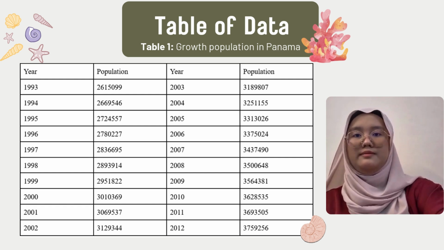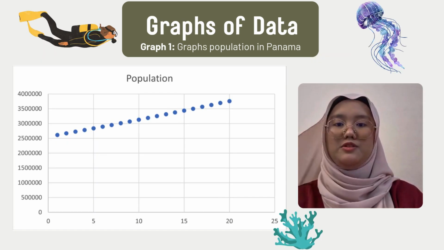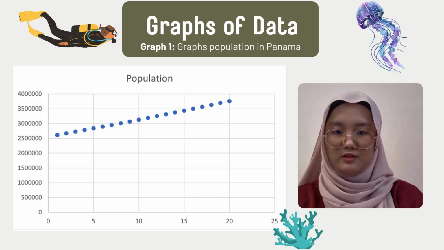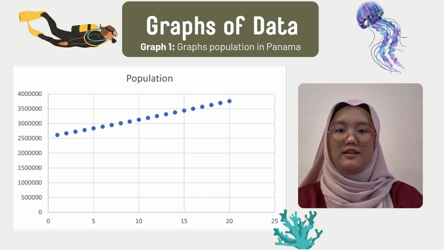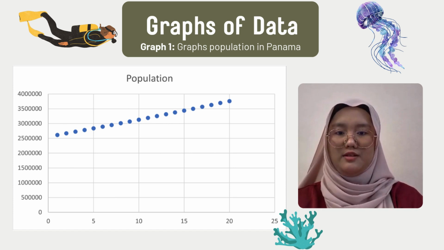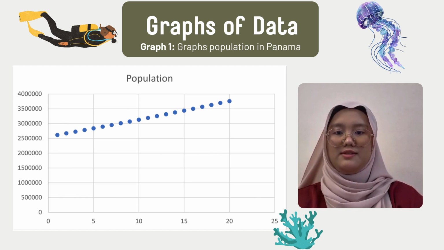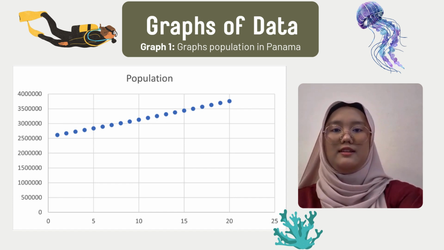20 years. This chart shows a clear upward trend in population over a 20-year span. Starting at about 2.6 million, the population steadily increases year after year, reaching nearly 3.8 million by the end. The growth appears consistent and linear, showing steady development without major dips or spikes. I will show you a calculation on the next slide.